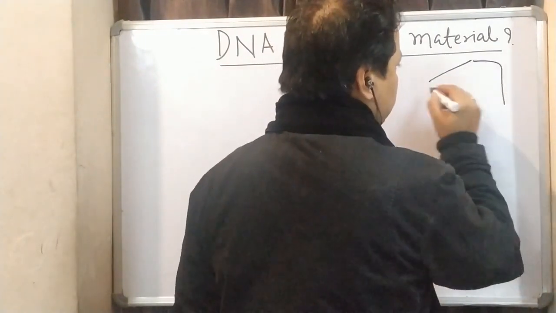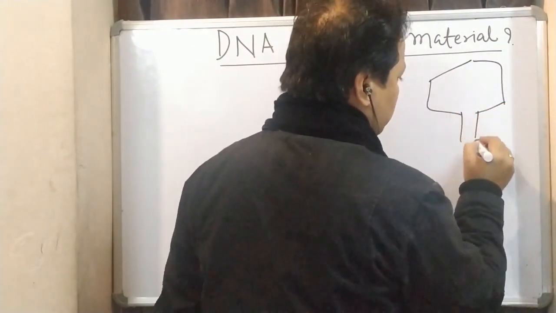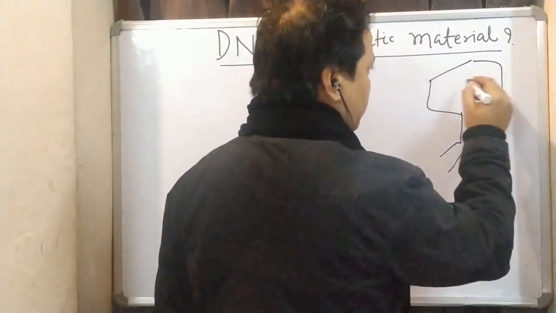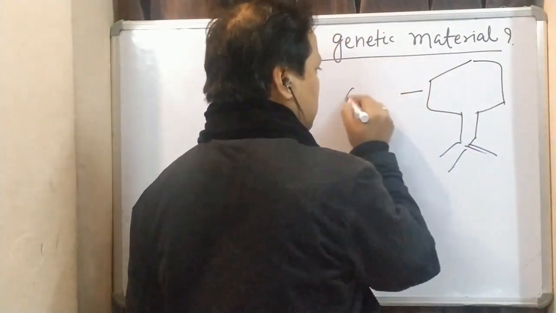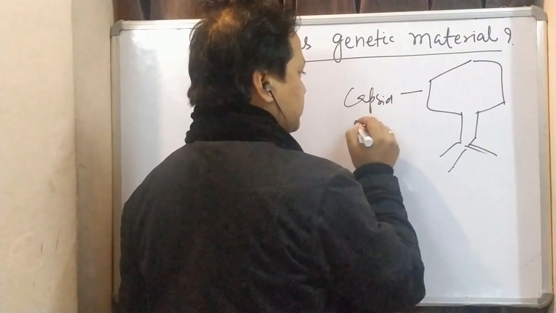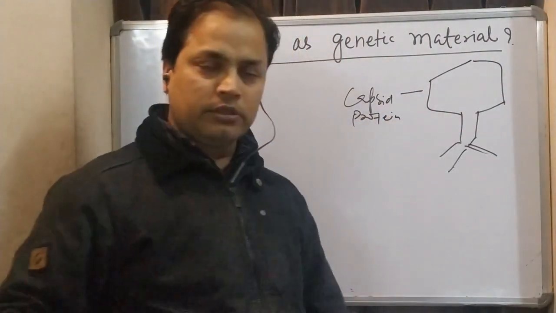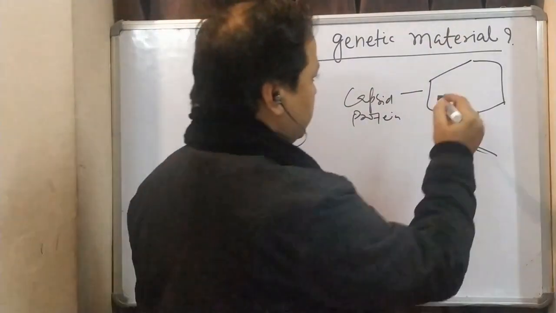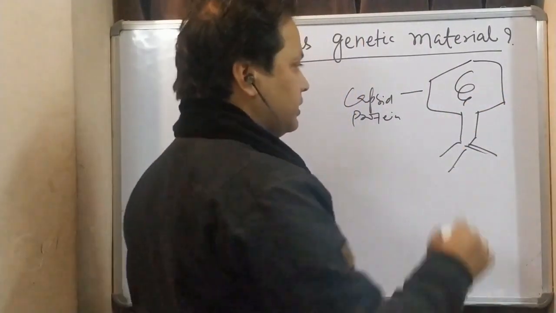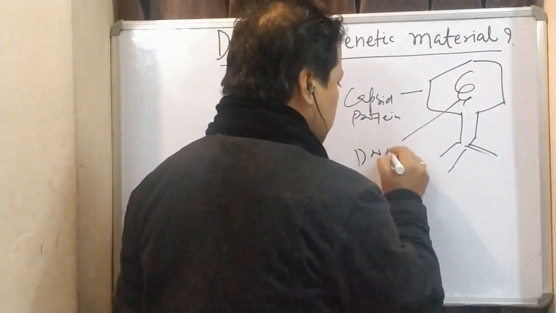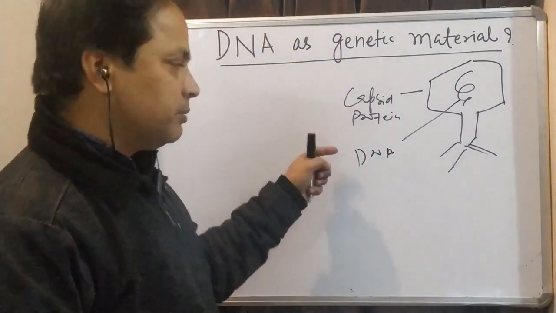It is having a capsid which is composed of protein. So this is called the capsid. It is protein in nature. The leg piece and other pieces, other things are also protein in nature. And then it is having a genetic material, that is DNA. So it is having a capsid of protein and DNA.